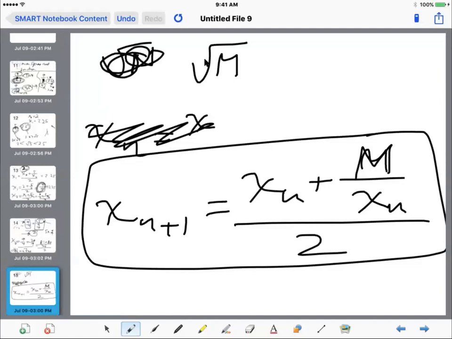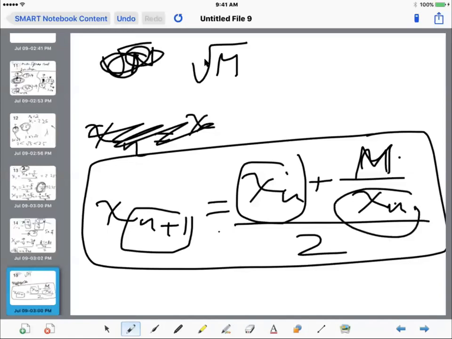I'll read that. It says x n plus 1. That means whatever the next guess is, the little subscript is what guess I'm on. This says x n, so it's the guess I just did, or the thing I just calculated, and then plus m over x n. These two things are the same thing, and then over 2.